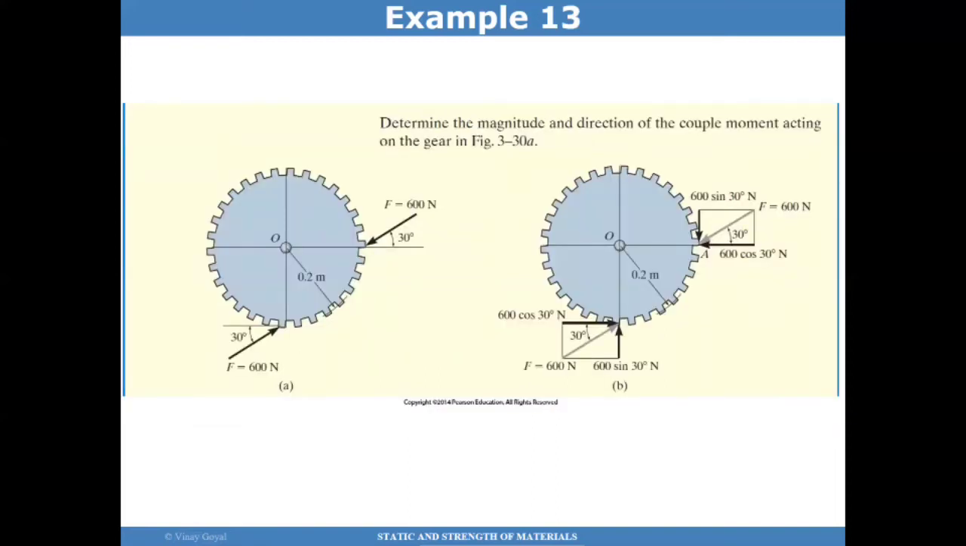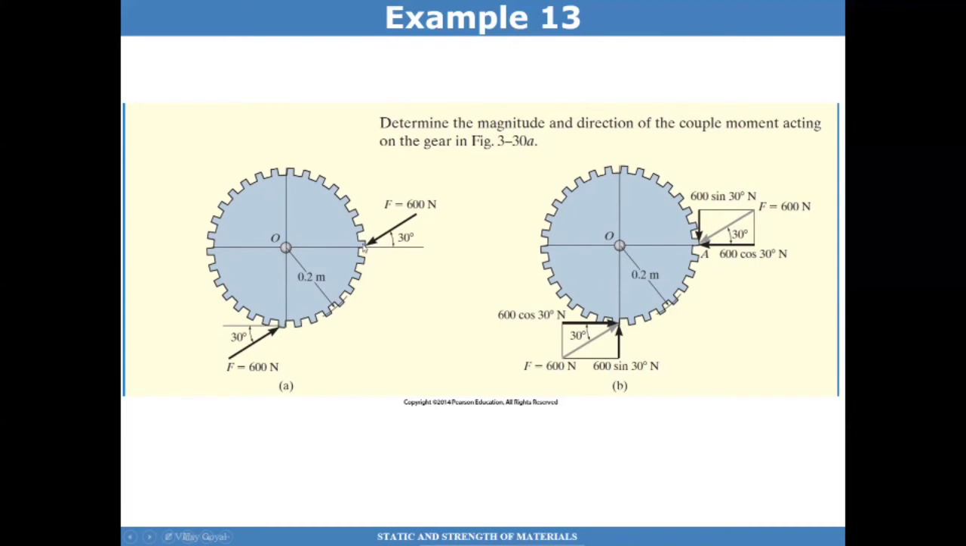Here is yet another example, which is example 13. The question is, given this force of 600 Newtons and this force of 600 Newtons directed at 30 degrees, calculate the couple acting on the gear. We can do this several ways. We can calculate the distance between these two forces, or one approach is to decompose this force into the x and y directions, and that's done here. You should be an expert at this point on how to decompose these forces.